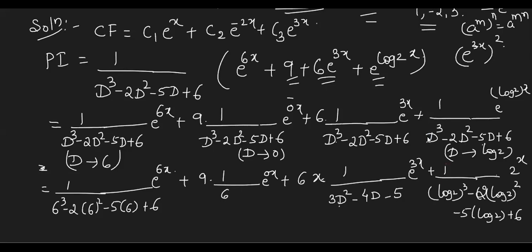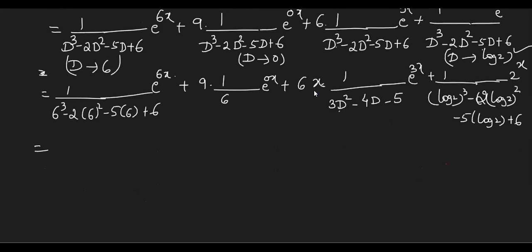How can e raised to log 2x be written in a simple form? Isn't it 2 raised to x only? They are one and the same. Why have we written it in exponential format? So that we could apply the procedure. After applying, you can come back to a simple format. No problem.